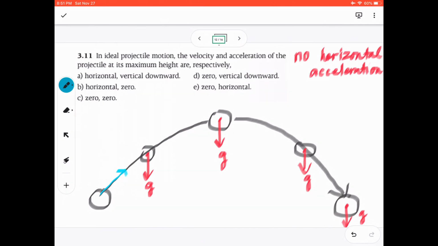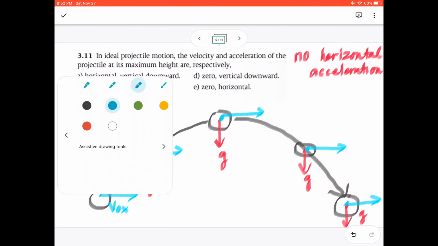And this is your V0. Your V0x is constant. At this point, it's equal to V0x. At this point, it's equal to V0x. This point equal to V0x, and this point equal to V0x. Next, the vertical velocity changes direction and magnitude during the trajectory.